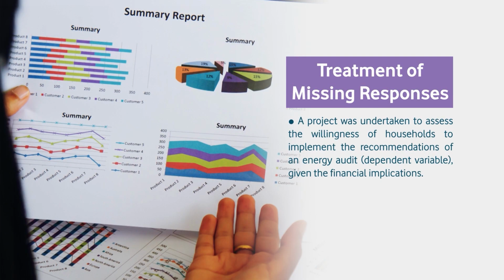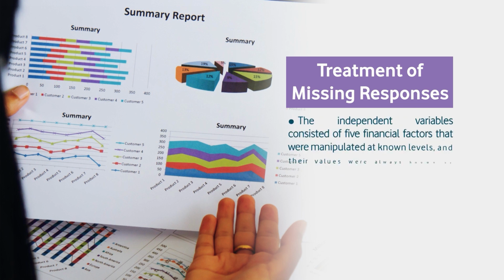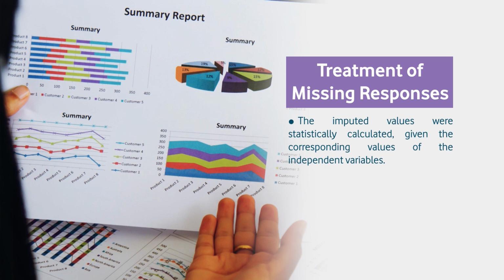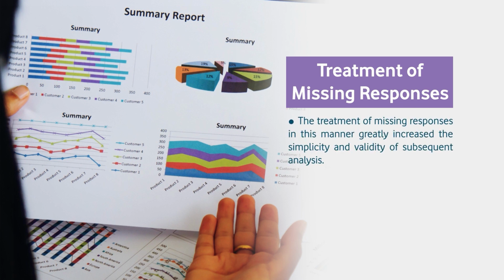So here, going forward, as a part of this treatment of the missing responses, a project was undertaken to assess the willingness of households to implement the recommendations of an energy audit. Assume that this is a dependent variable, given the financial implications. The independent variables consisted of 5 financial factors that were manipulated at known levels, and their values were always known by virtue of the design adopted. However, several values of the dependent variable were missing, and these missing values were replaced with the imputed values. The imputed values were statistically calculated given the corresponding values of the independent variables, right? The treatment of missing responses in this manner greatly decreased the simplicity and validity of the subsequent analysis.